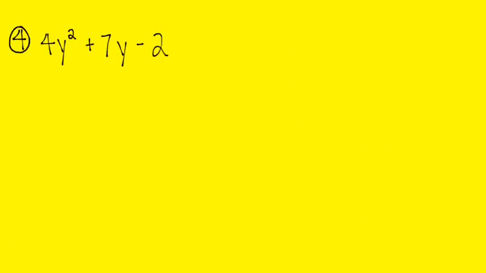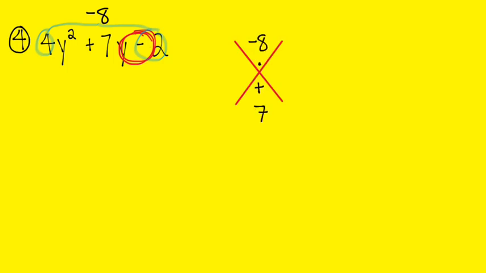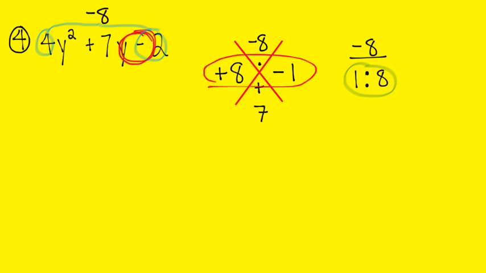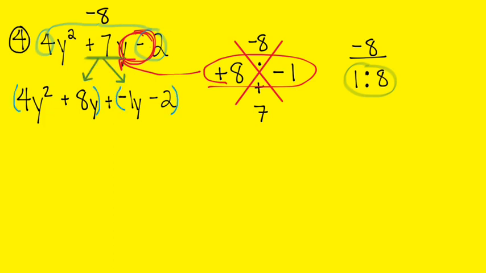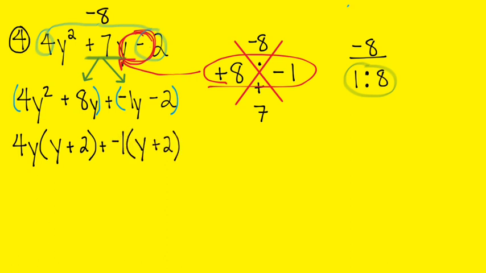Okay, number 4. Now what happens if I multiply now? It's going to have to equal a negative 8, right? Because negative 2 times 4 is negative 8. And add to be a positive 7, right? So it's obviously going to be a positive 8 and a negative 1. But I'm not done yet. I have to factor by grouping. I group, take a GCF out, and then regroup after I take another GCF out.